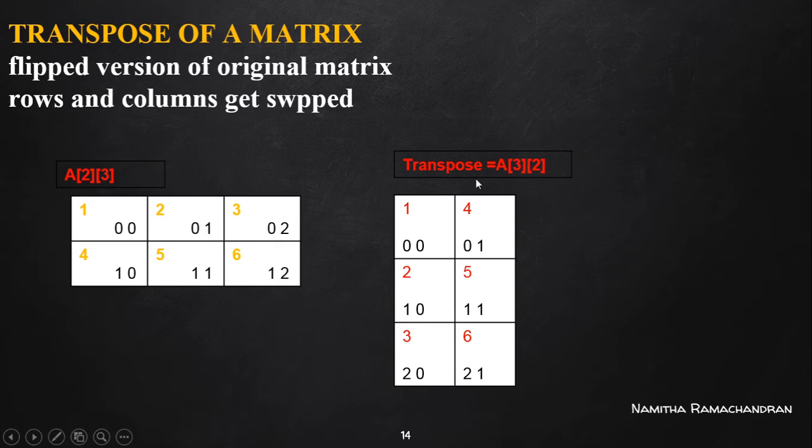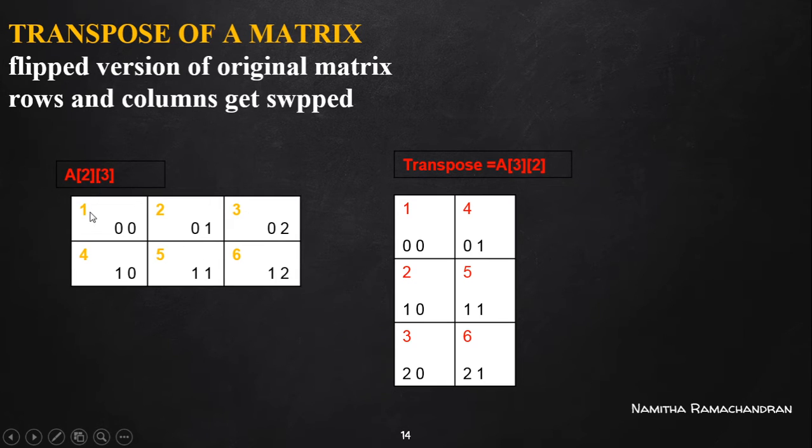In the transposed form of this A, the number of rows is equal to the number of columns of the original matrix, that is 3. And the number of columns of this transposed version is equal to the number of rows of the original matrix, that is 2. Okay, and this is the transpose of the given matrix.